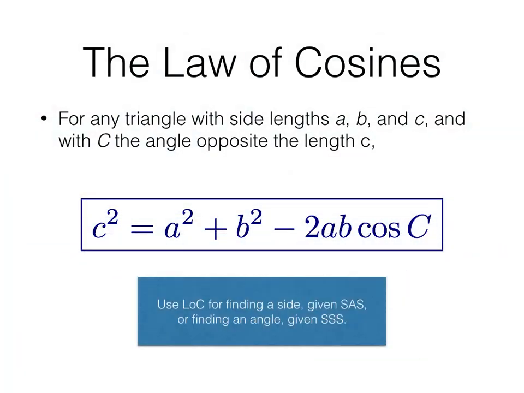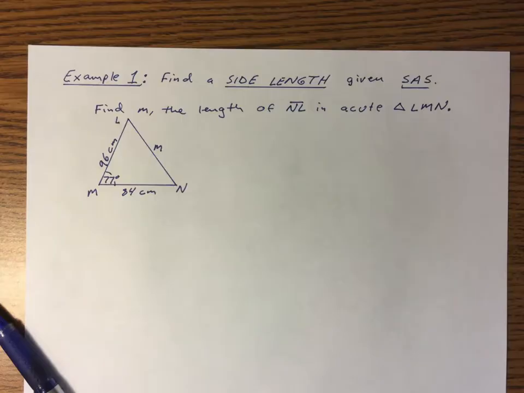And we use the law of cosines when we want to find a side given side angle side, or if we want to find an angle given all three sides. So we'll look at two examples. First example, push pause, sketch this in your notes. Here we're given side angle side. We know 96 and 84 are side lengths, and the angle between them is 77. And we want to find the length of NL.